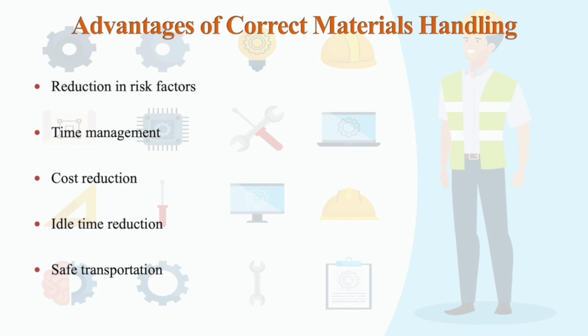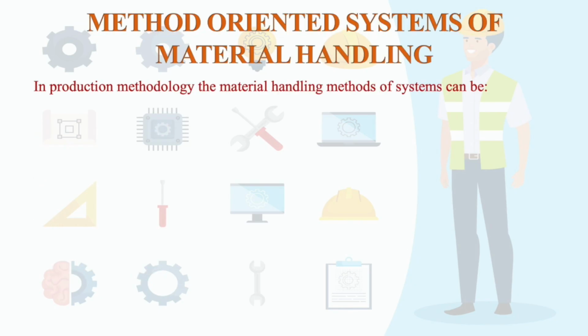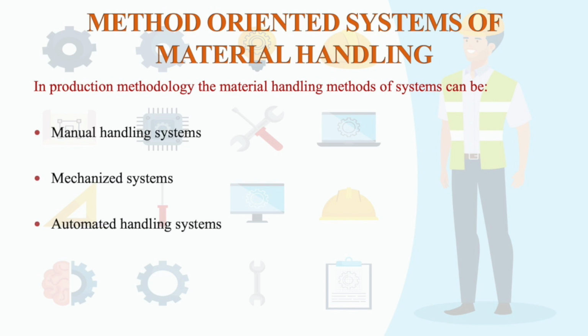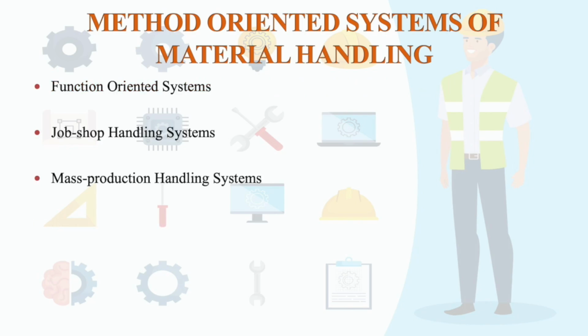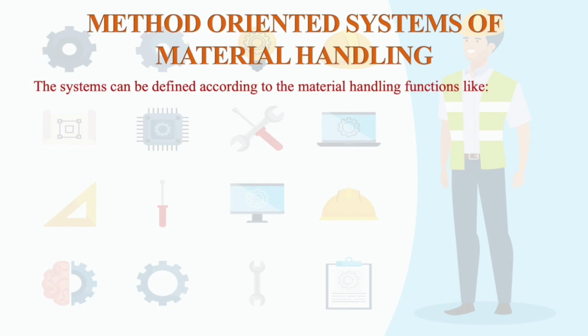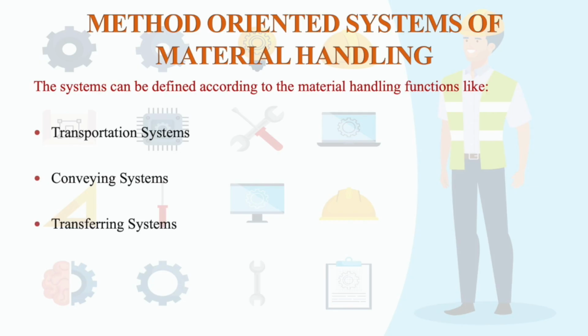Method oriented systems of material handling. In production methodology, the material handling systems can be manual material handling, mechanized material handling, automated material handling systems, function oriented systems, job shop handling systems, mass production handling systems. The systems can be defined according to the material handling functions like transportation systems, conveying systems, transferring systems and elevating systems.